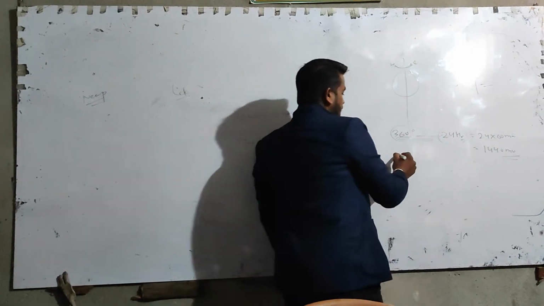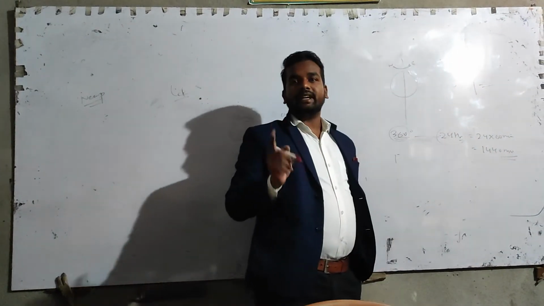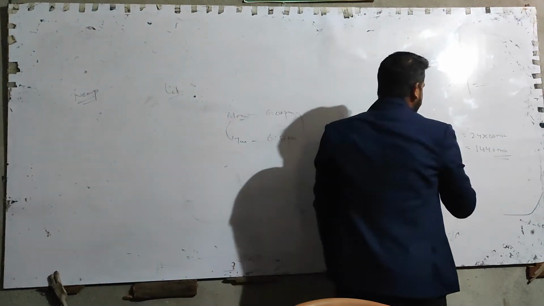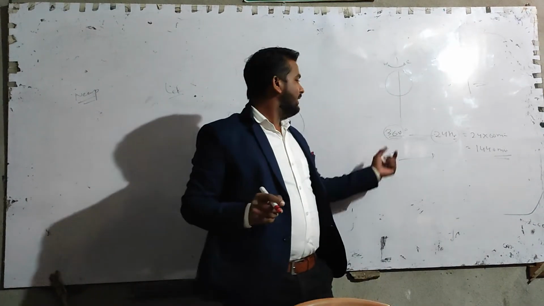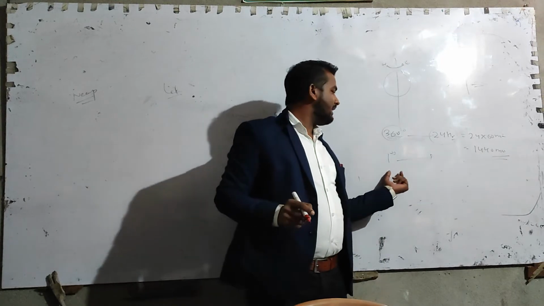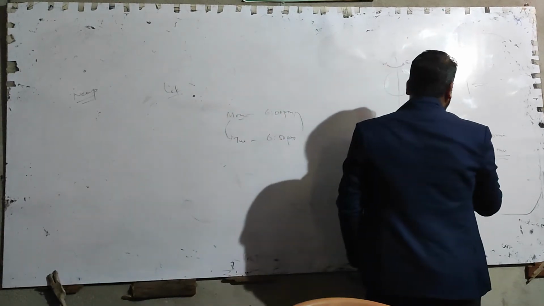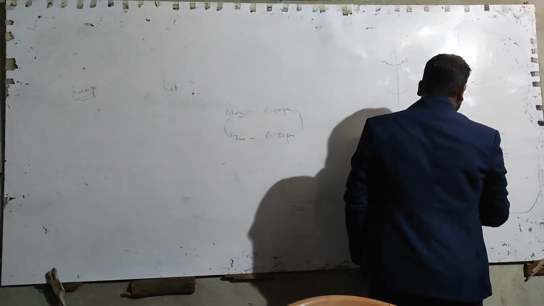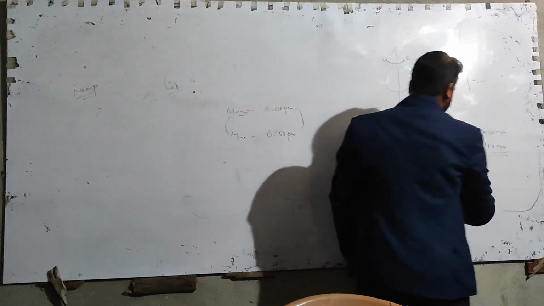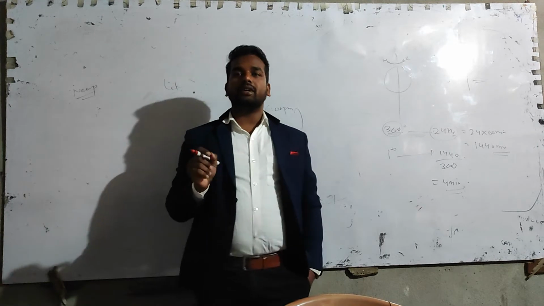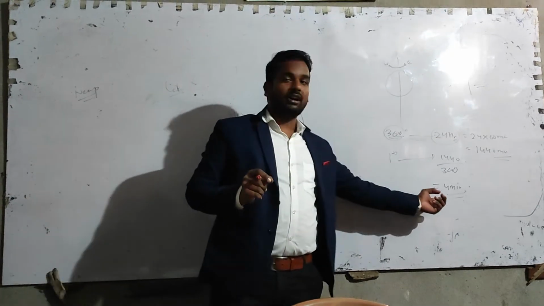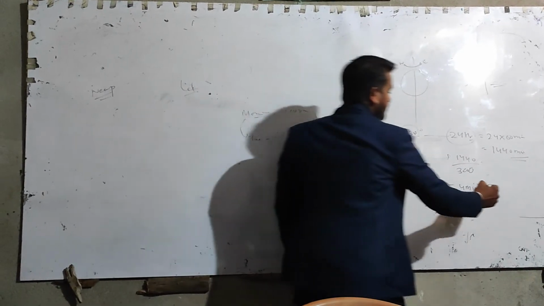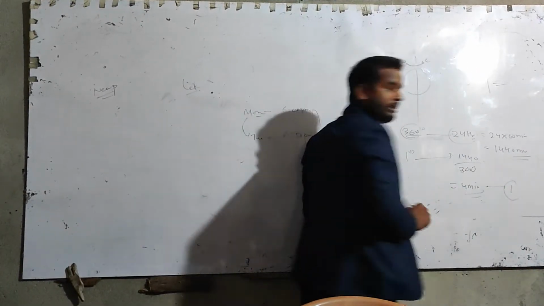Now, for the Earth to rotate 1 degree, we just apply the unitary method. If 360 degrees takes 1440 minutes, then 1 degree takes how many minutes? 1440 divided by 360 comes as 4 minutes. So for the Earth to rotate 1 degree, it will take 4 minutes. Just remember this one as equation number 1.